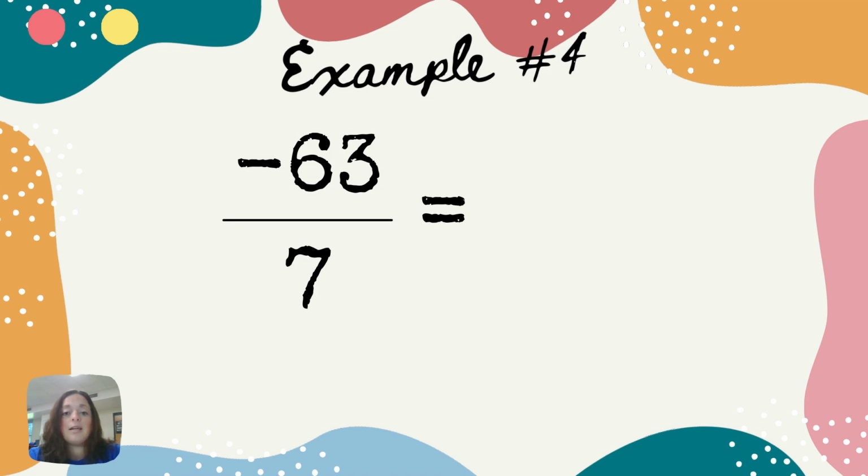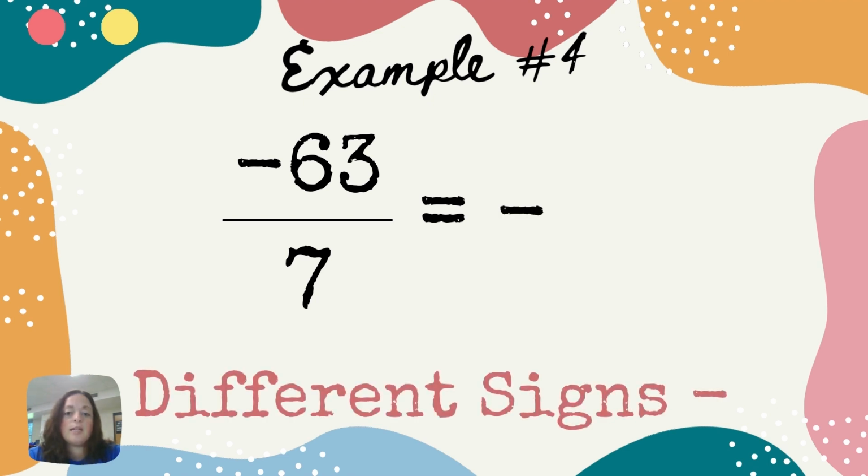Example number 4 has another way of looking at what division could look like. The fraction bar means division. So we have negative 63 divided by positive 7. Let's look at the signs. We have a negative divided by a positive, so that means our answer is going to be negative. And now we just need to figure out 63 divided by 7. Well, it's 9. That brings us to our final answer for this problem, negative 9.